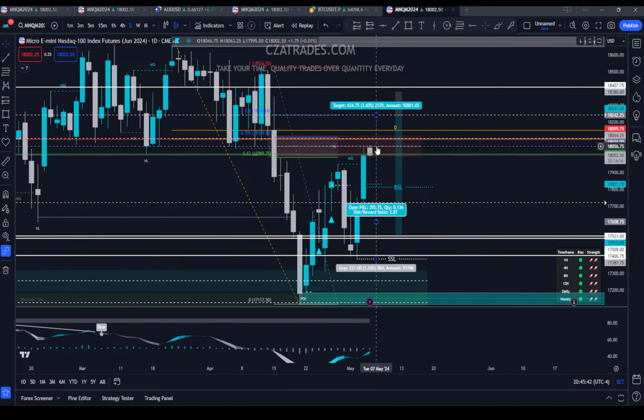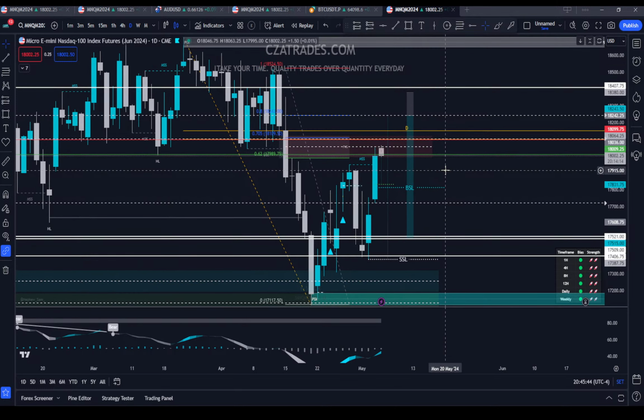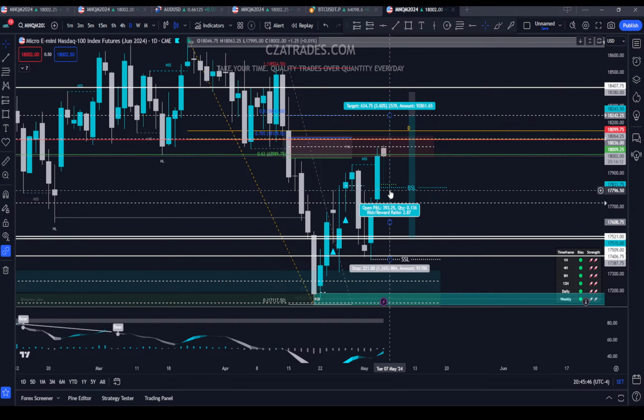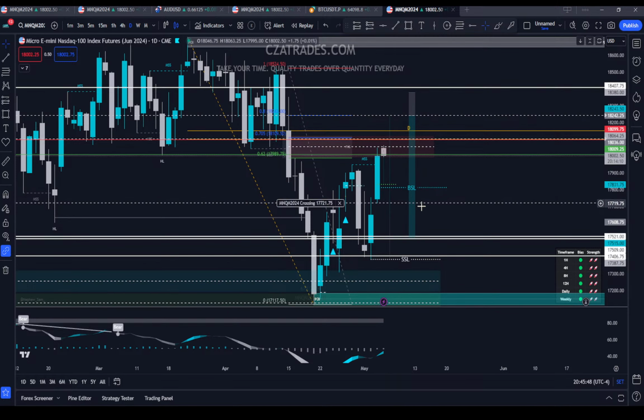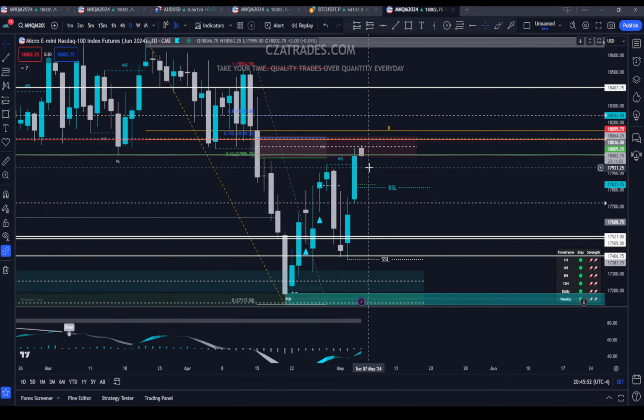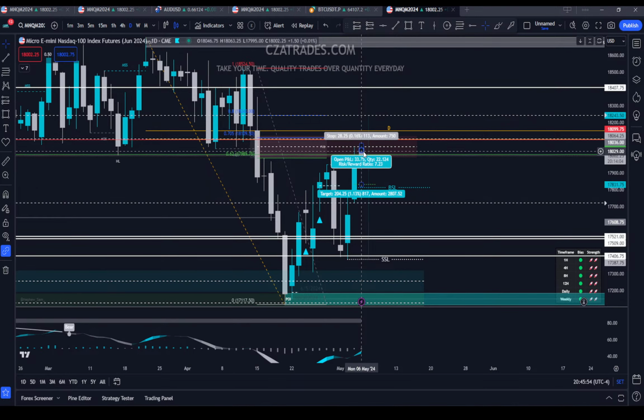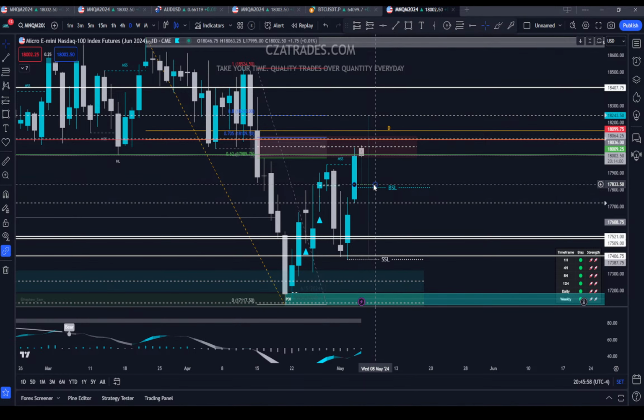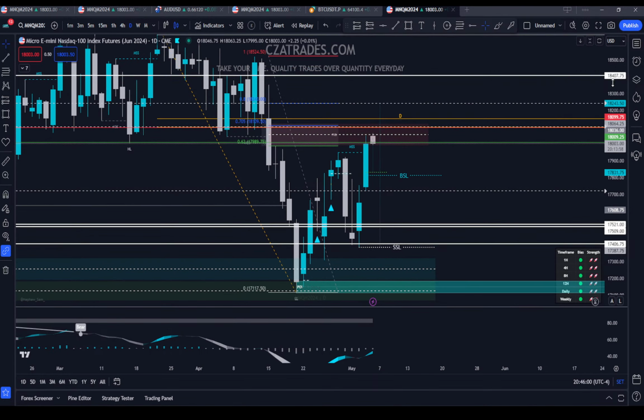I'm expecting a rejection from this level, continuation down, a pullback to at least over here. This is the pullback I'm expecting right now. This is a pretty high level, but this is the pullback I'm expecting. I'm expecting price action to come down to here, which you'll see on a lower time frame.